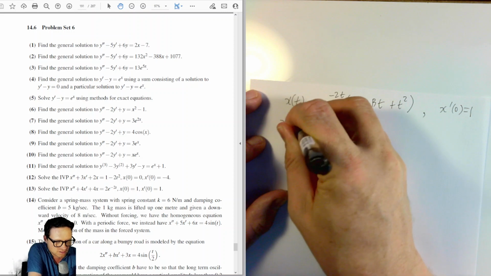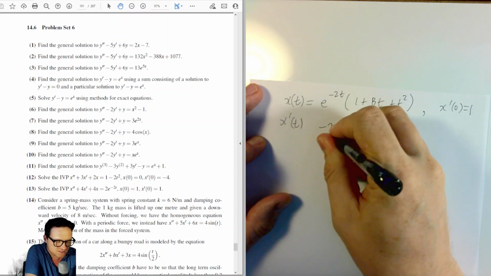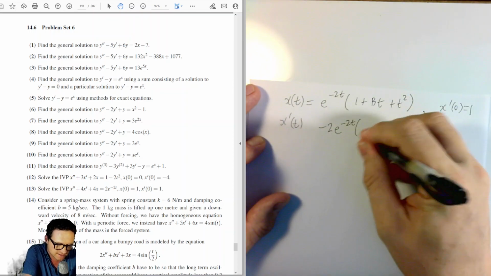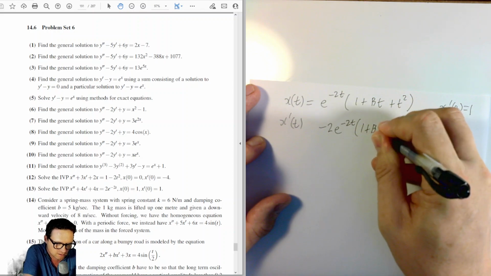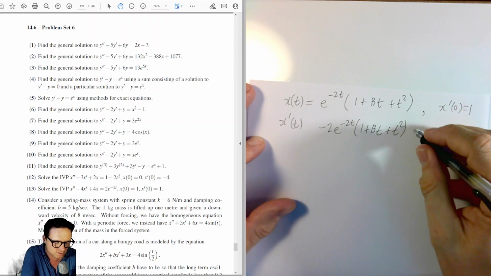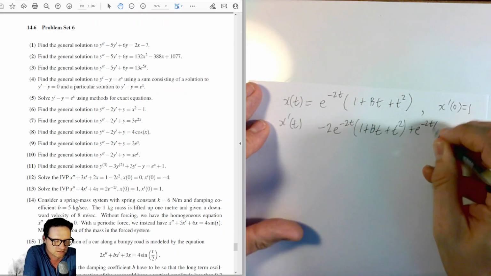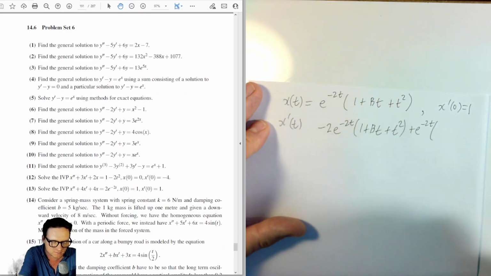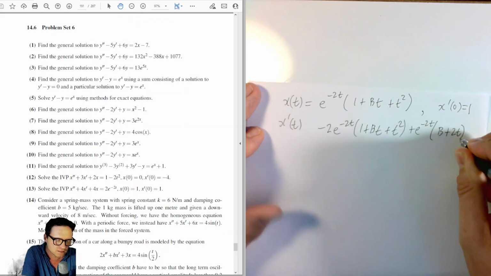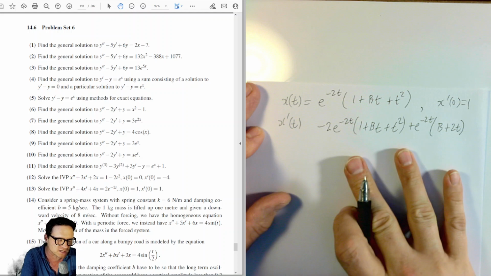X dash of t. So let's use the product rule on this. So we have minus 2 e to the minus 2t for the derivative of e to the minus 2t, and then times 1 plus bt plus t squared. And then we swap the order of this using the product rule. So e to the minus 2t times the derivative of 1 plus bt plus t squared, which is b plus 2t. Okay, so here is our derivative, but let's collect in terms of e to the minus 2t.